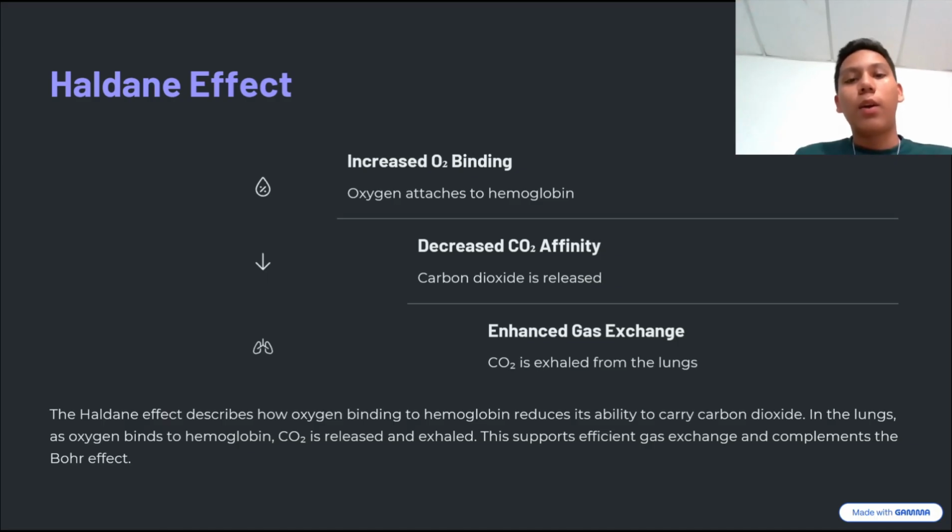Here we have the Haldane effect: increased oxygen, decreased affinity for CO2 in hemoglobin. The Haldane effect describes how the binding of oxygen to hemoglobin reduces its capacity to carry carbon dioxide. In the lungs, as oxygen binds to hemoglobin, CO2 is released and exhaled. This promotes efficient gas exchange and is closely related to the Bohr effect.